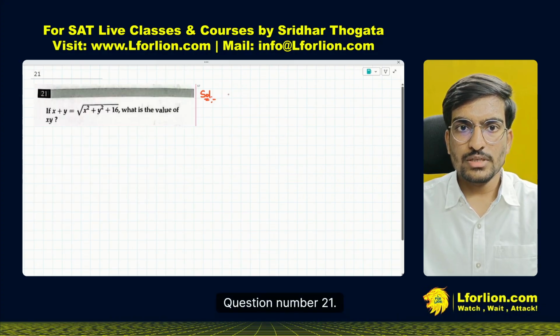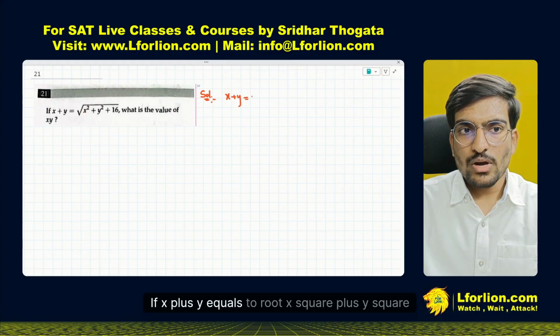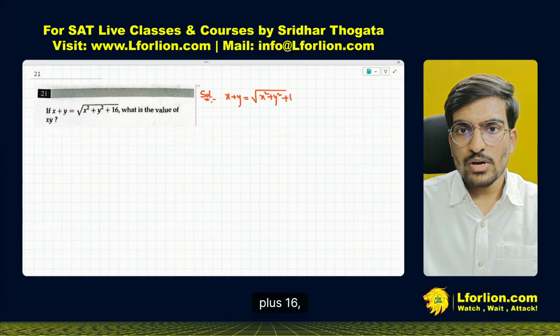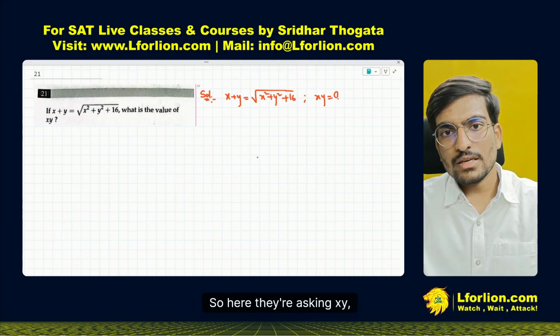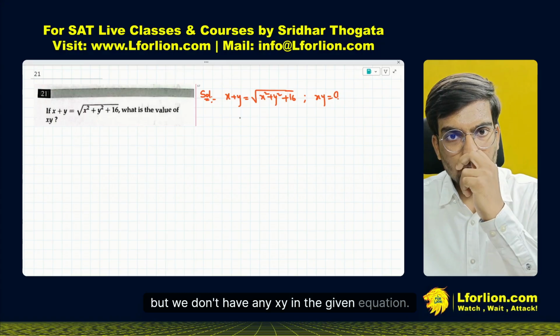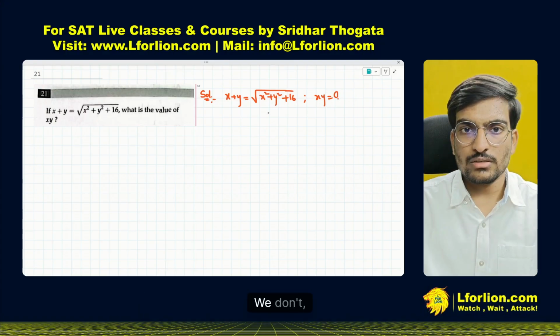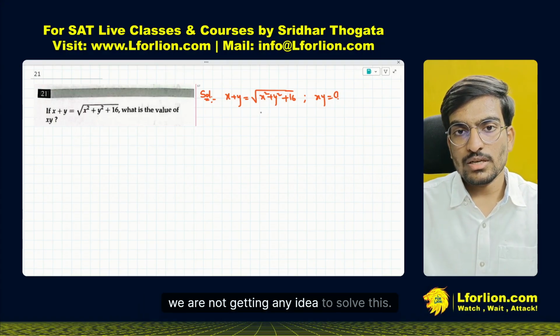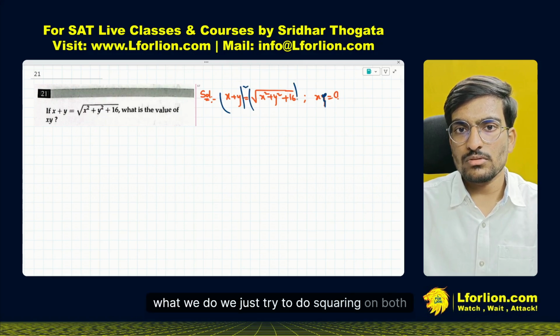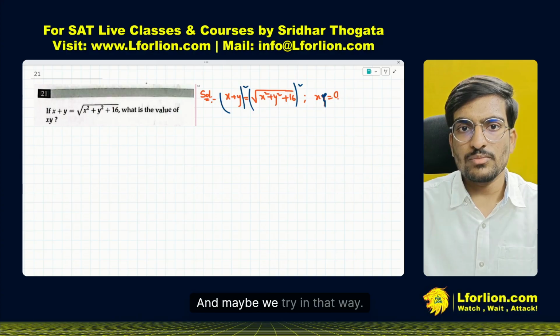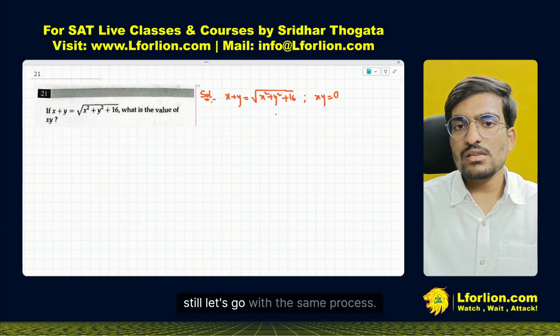Question number 21. If x plus y equals root of x square plus y square plus 60, then xy equals how much? So here they're asking xy, but we don't have any xy in the given equation. But how can we get it? We are not getting any idea to solve this. Let's say if they ask for x, what do we do? We try squaring on both sides to get rid of the root, and maybe we try in that way. But here there is no xy, so still let's go with the same process.